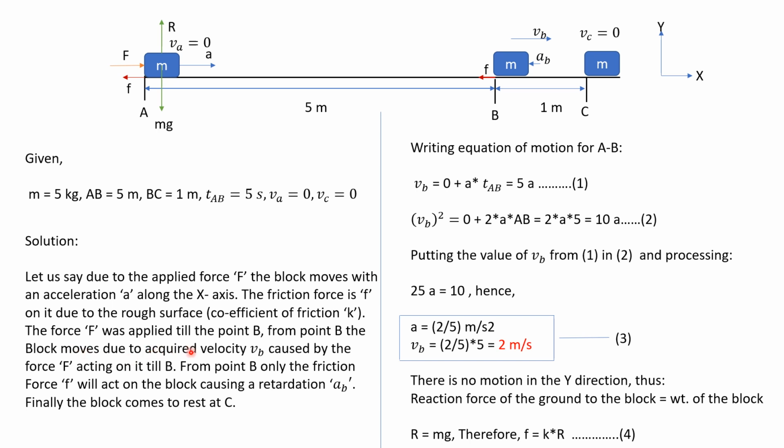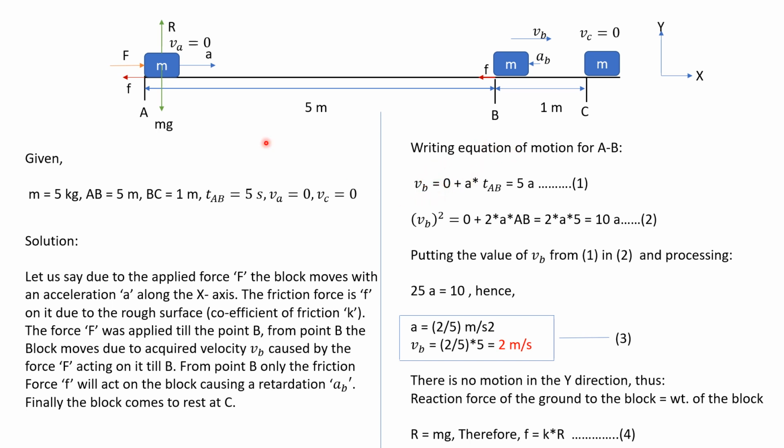The force F was applied till the point B. From point B, the block moves due to the acquired velocity V subscript B, caused by the force F acting on it till B. From point B, only the friction force f will act on the block, causing a retardation a subscript B. Finally, the block comes to rest at C. So this is the explanation that I have written over here.